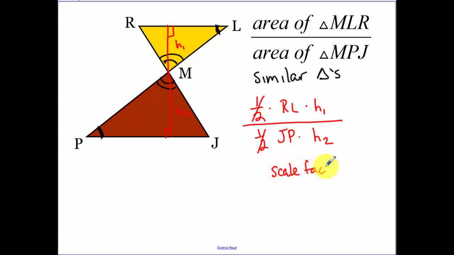So what that means is that it's the scale factor squared. Since RL and JP are corresponding sides in similar triangles, when I'm talking about their ratio, I'm talking about the scale factor. And same thing for H1 and H2. The heights are going to be proportional. We actually proved this way back when we were talking about similar triangles. So when you're looking at the ratio of areas of similar triangles, it's the square of the scale factor.